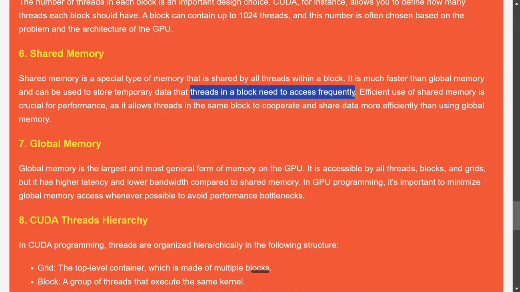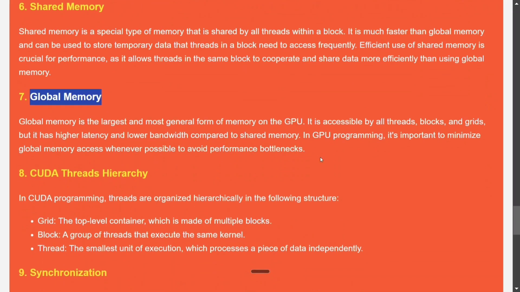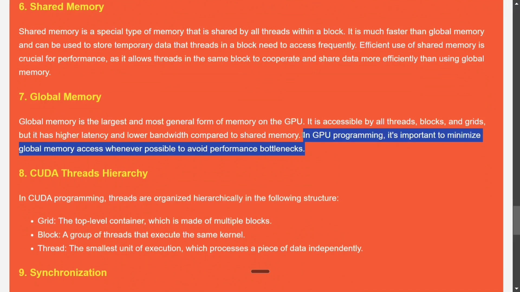Now, how do these different blocks, or the grids, communicate between themselves? Using the global memory. And as you might have assumed, global memory would be way slower than shared memory, because shared memory is accessible by all the threads of a smaller group. Global memory would be updated by many, shared by many. In that case, it would be a little slower. As mentioned here, in GPU programming, it is important to minimize global memory access whenever possible.